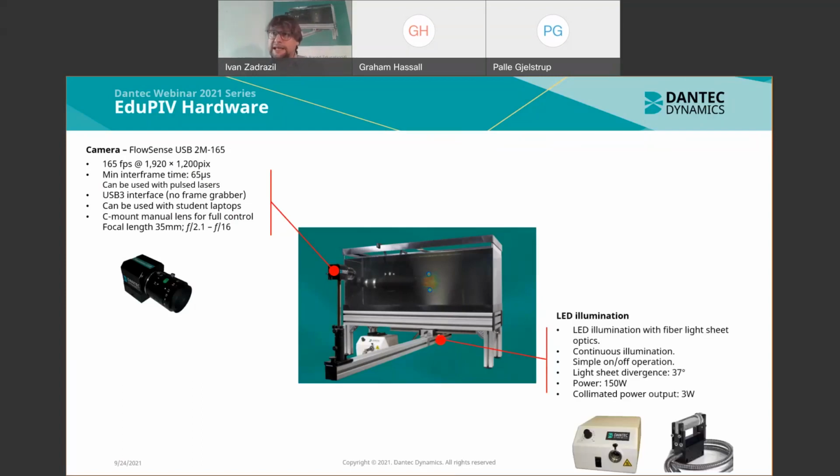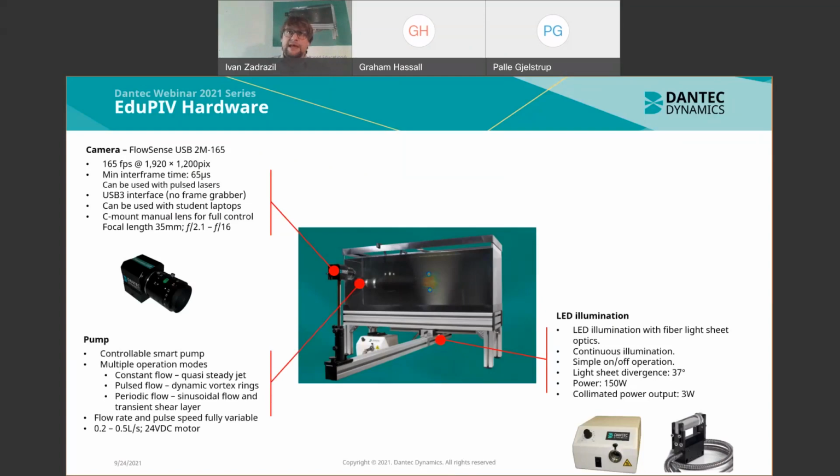When it comes to the LED illumination, it's equipped with fiber light sheet optics. It provides continuous illumination, so the illumination cannot be pulsed. It's very simple: switch it on, switch it off, and adjust the power using a knob. The light sheet divergence angle is about 37 degrees, and the maximum power is 150 watts. You can compare it to the peak laser power, which is 20 megawatts.